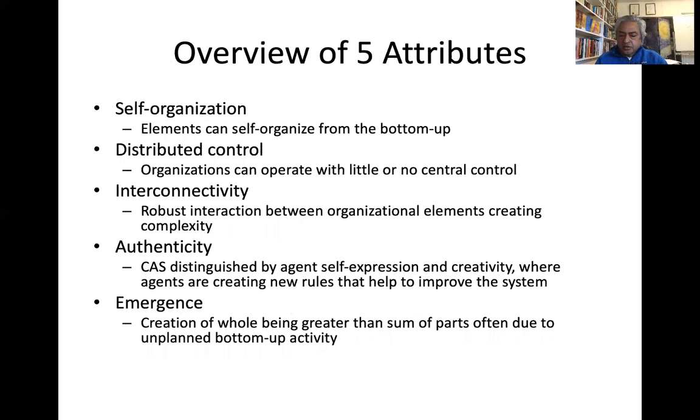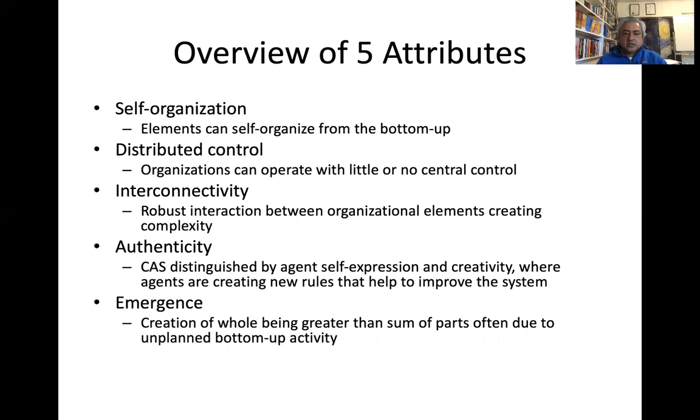Now, going a little deeper into the 5 attributes themselves, self-organization can be thought of as that phenomena when elements can self-organize from the bottom up. So usually in an organization, the kind of control that exists will dictate how organization should occur from the top down. But when elements are allowed to self-organize from the bottom up, then that really is this attribute of self-organization, and it proves to be very important in a complex adaptive system. Similarly, in a complex adaptive system, we will find this phenomena of distributed control, where essentially organizations can operate successfully with little or no centralized control.